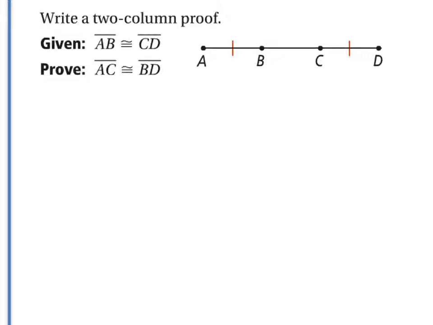Anytime you are writing a proof, you always want to try to think ahead first. So I'm just going to look at this diagram and read what they give me. They give me that line segment AB is congruent to line segment CD, and they have that marked in the diagram. They want me to somehow prove that line segment AC is congruent to line segment BD.